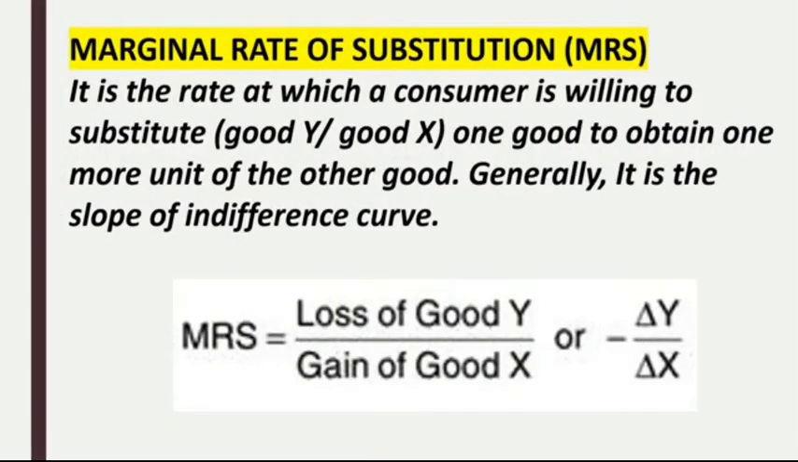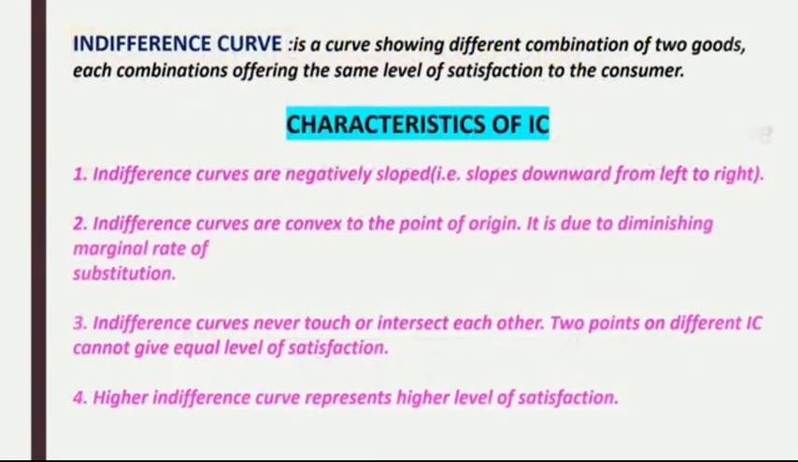It is a rate at which a consumer is willing to substitute good Y over good X, one good to obtain one more unit of the other good. Generally, it is the slope of the indifference curve. So the formula of MRS is the loss of good Y upon gain of good X, or change in Y upon change in X.